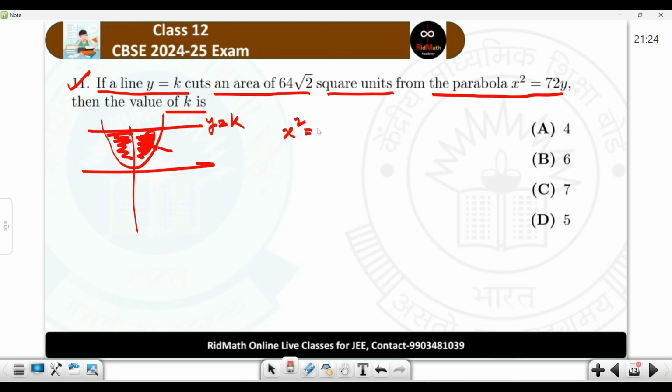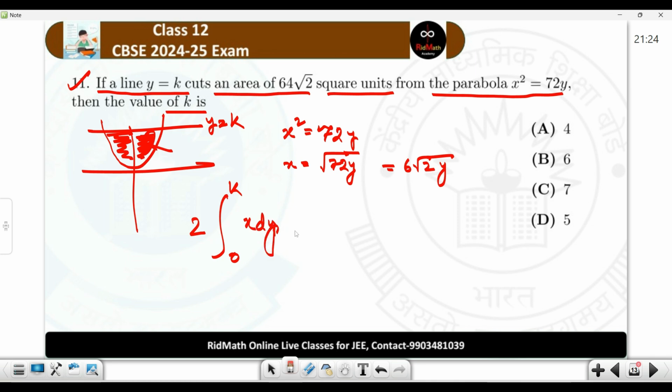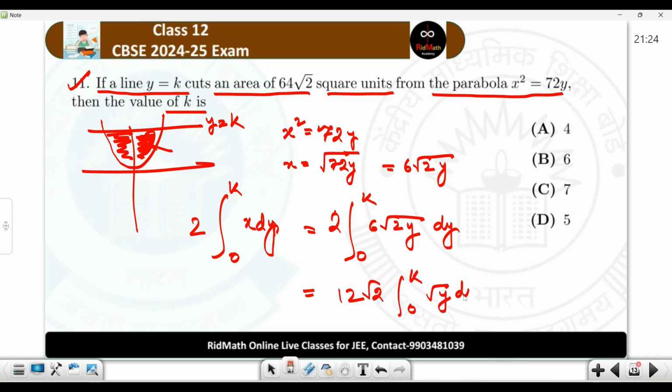So x square equal to 72y. So that means x equals root 72 into y, that means 6 root 2 y. So the area is integration 2 into 0 to k of x dy. That means 2 into 0 to k of 6 root 2 y dy. So this is equal to 12 root 2, 0 to k, root y dy.